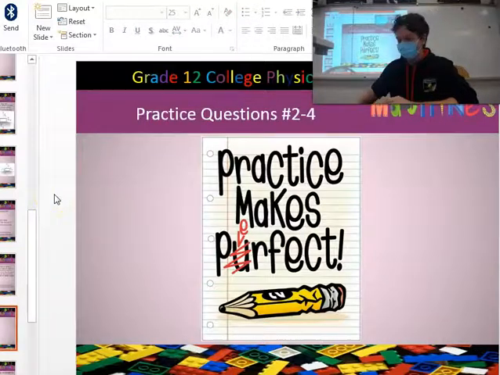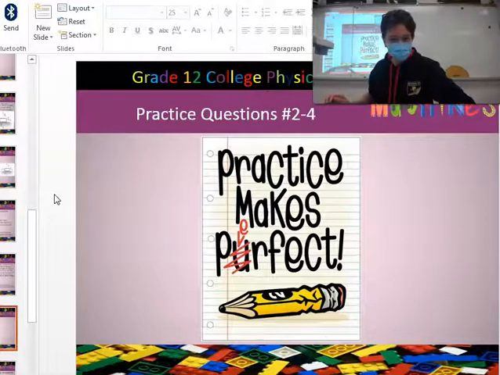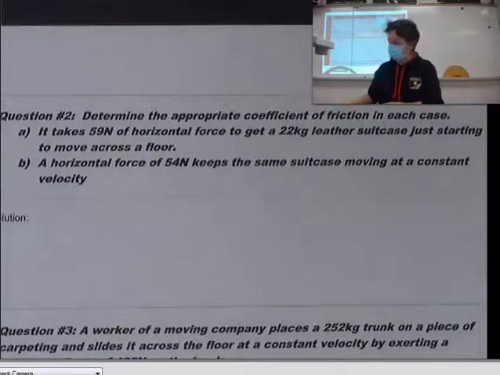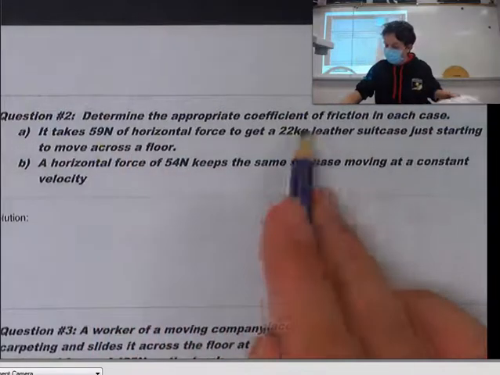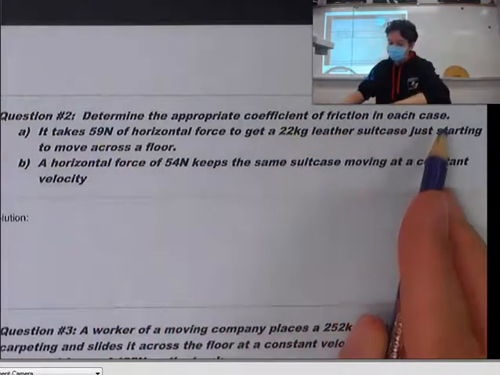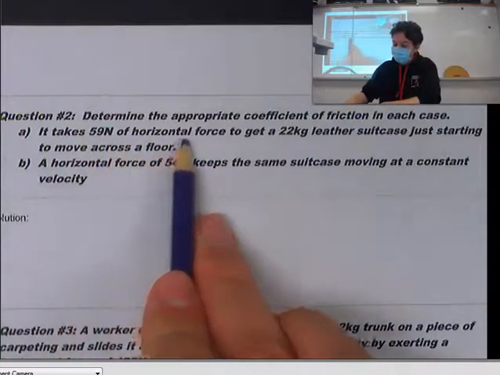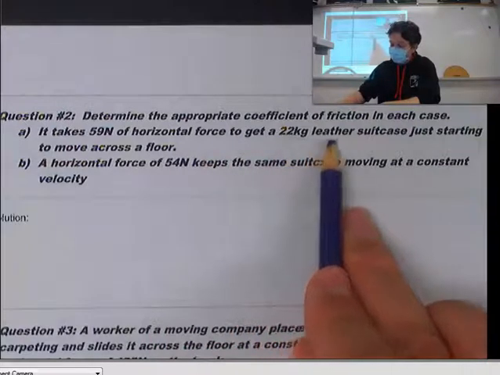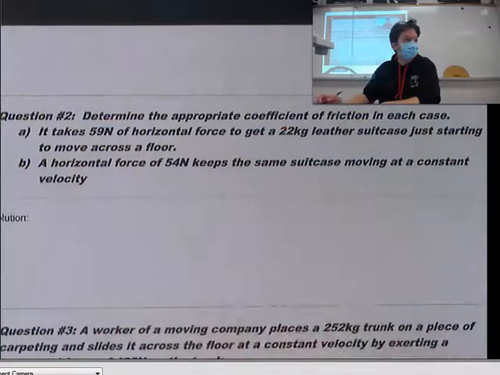So I've said a lot. Let's see if we can put this into practice and try some example problems. So here's the first question. It says determine the appropriate coefficient of friction in each case. Case 1. It takes 59 newtons of horizontal force to get a 22 kilogram leather suitcase just starting to move across the floor. All right, so what does this mean?